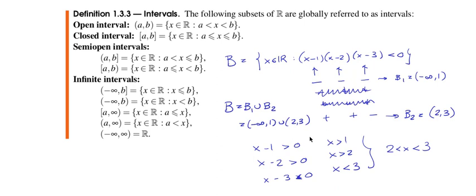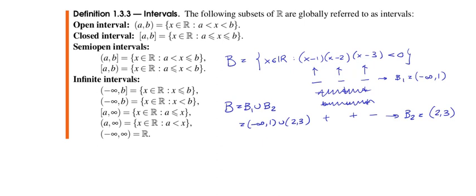So if you try to think about any other number outside these intervals, you will see that this product is non-negative, so it's either 0 or positive. Okay, so that's the end of this lecture, and this is the end of the first unit.